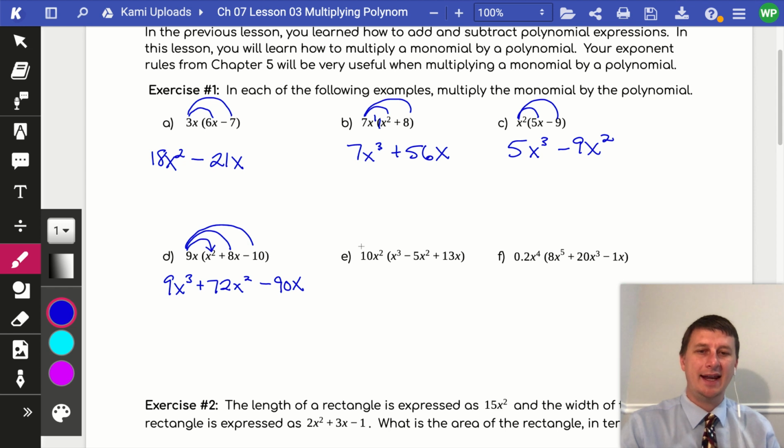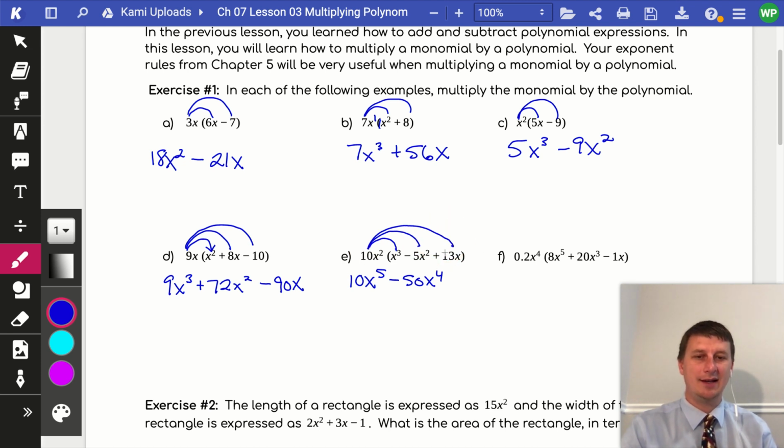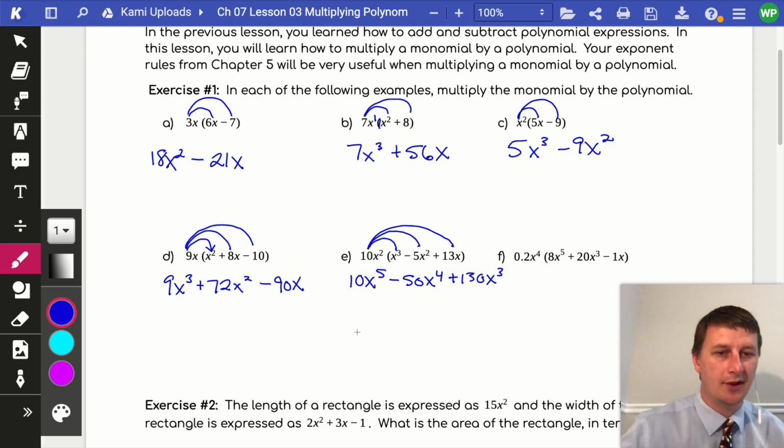In part E, we have 10x squared multiplied by this whole thing. Again, I'm going to distribute. I get 10x squared times x to the third is 10x to the 2 plus 3. That's 5. 10x squared times negative 5x squared is going to be negative 50, because I do 10 times 5 first. And then x squared times x squared is x to the 2 plus 2, which is 4. And finally, 10x squared times 13x is 130x to the third, because x times x squared gives me x to the third power.